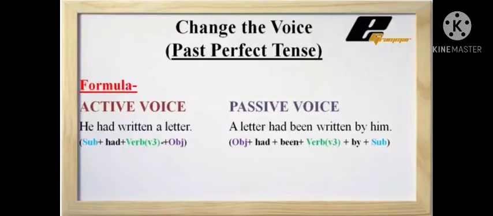He had written a letter. He is the subject, had is the auxiliary verb or the helping verb, written, that is the past participle form of the verb write. Then a letter, that is the object. A letter had been written by him. A letter, that is the object of the active voice, can be used as subject of the passive voice. Then had plus been, then past participle form of the verb write, written, then followed by the doer of the action, him.